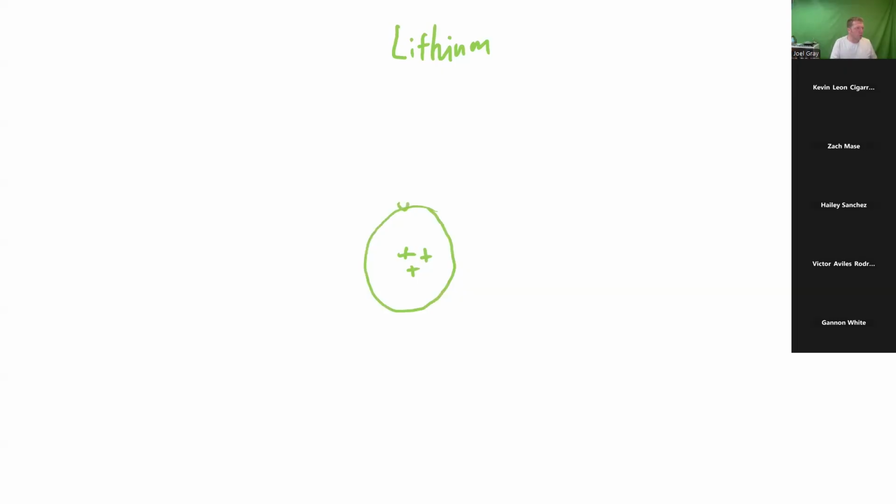Okay, there we go. So we've got lithium. Actually, let me go ahead and draw the nucleus, and I'm only going to draw the protons in the nucleus just so I can keep it a little bit more simple. Our 1s orbital has two electrons on it. Our 2s orbital has one electron on it.